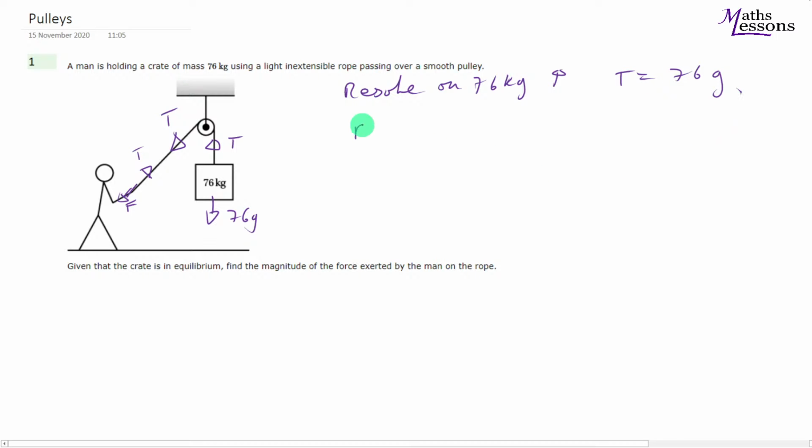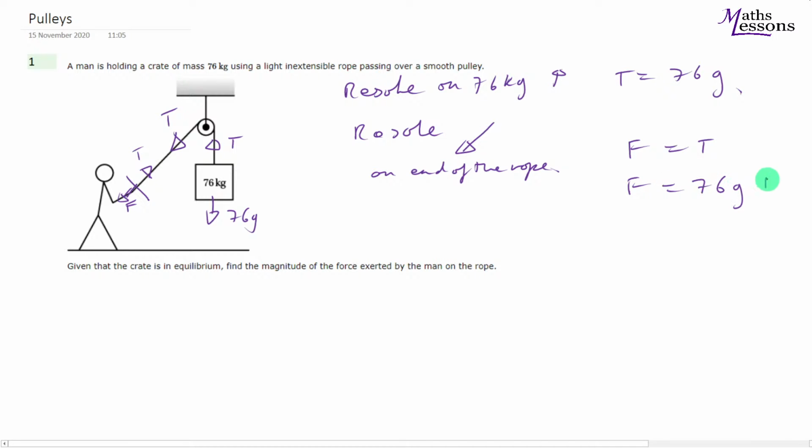And then we can resolve in this direction on the man, on the end of the rope. And we can see the man's got a force pulling that way and the tension's pulling that way. So F will equal T. So the man must be pulling with a force of 76g newtons. And it really is that easy, because F equals T, T equals 76g.